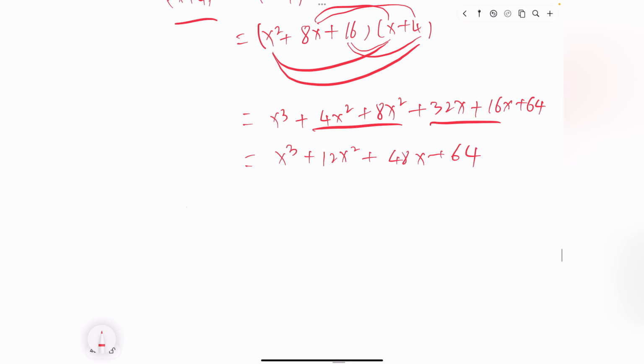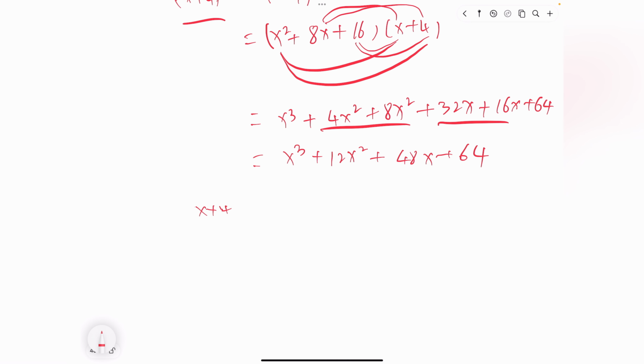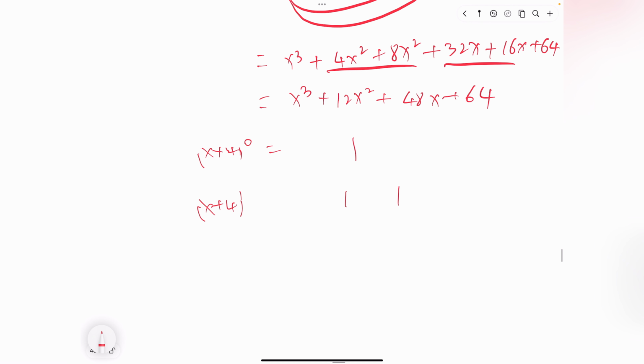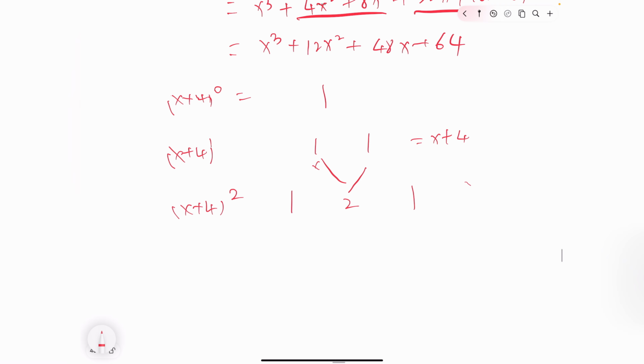So we could also use Pascal's triangle, for (x + 4). If we have power 0, that's 1. If we have (x + 4) to the 1, that's 1, 1, which is x plus 4. If I have (x + 4) squared, we have 1, the two add, then we have 1. So that's x squared plus 2 times x times 4 plus 4 squared.